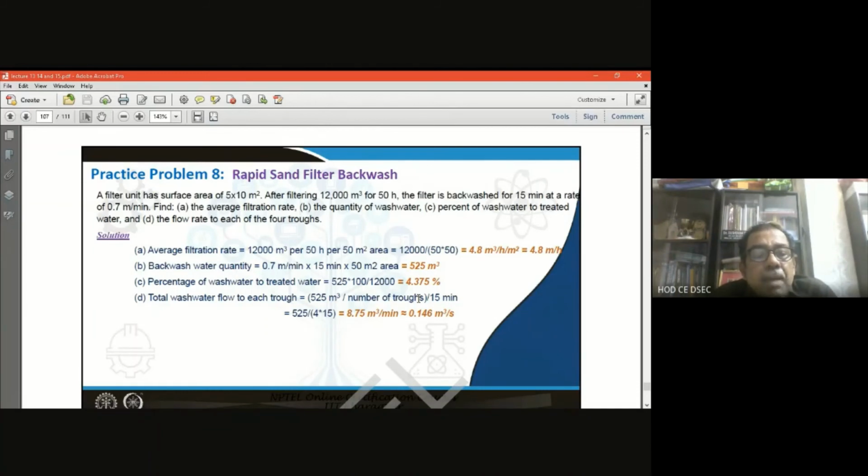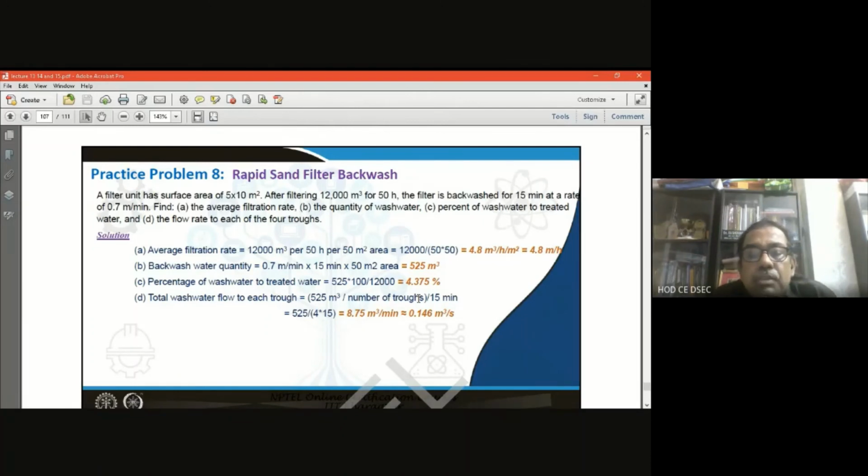Now the backwash water quantity, how will you find out? The rate at which the backwashing will be done is given in the question, that is 0.7 meter per minute. And how many minutes was the backwash done? 15 minutes. So in 15 minutes, the backwash will be 0.7 meter per minute into 15 into total area, that is 5 into 10 square meter.